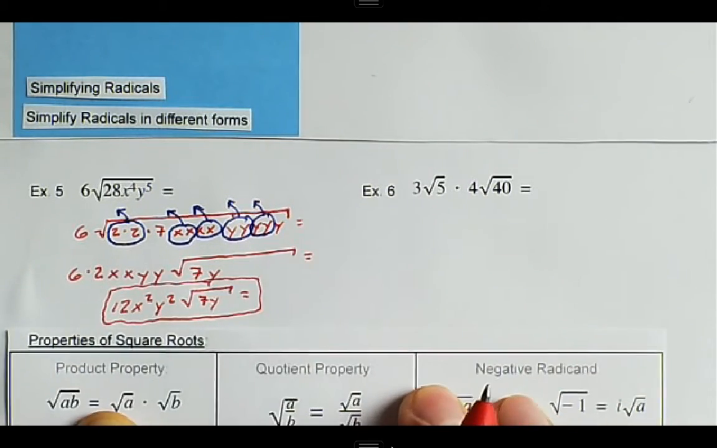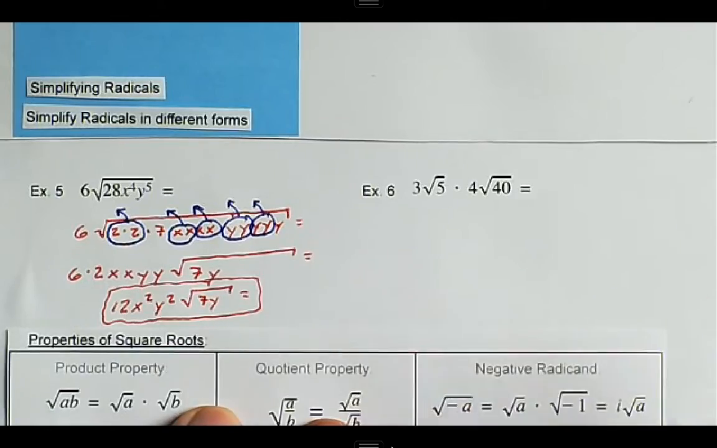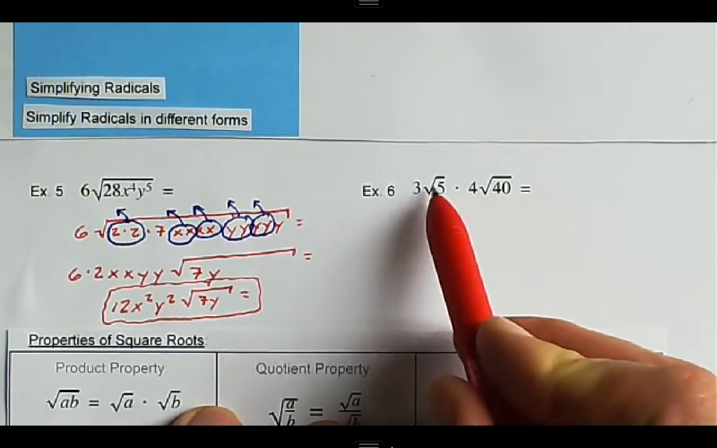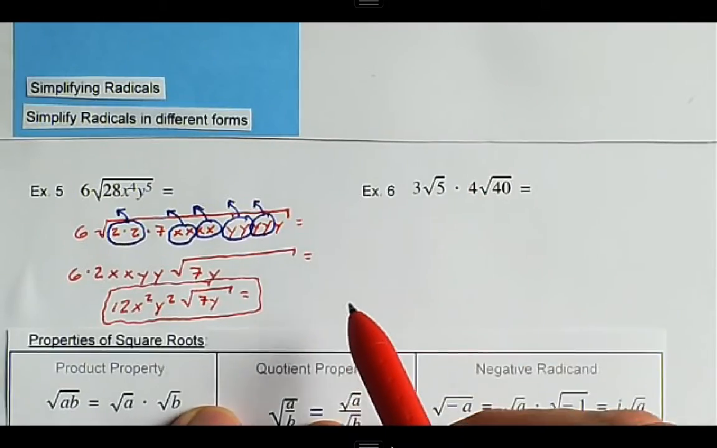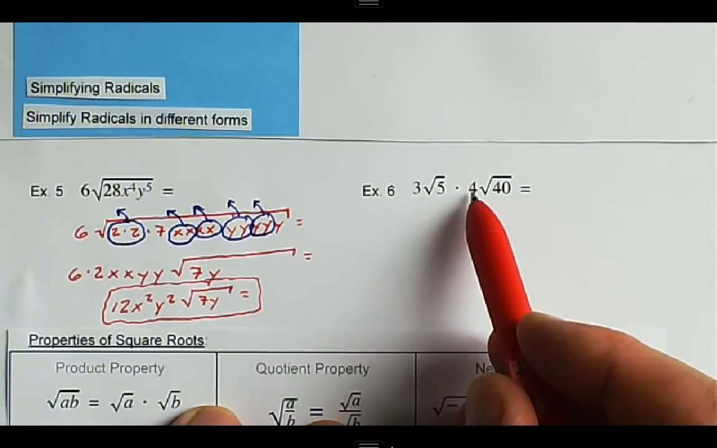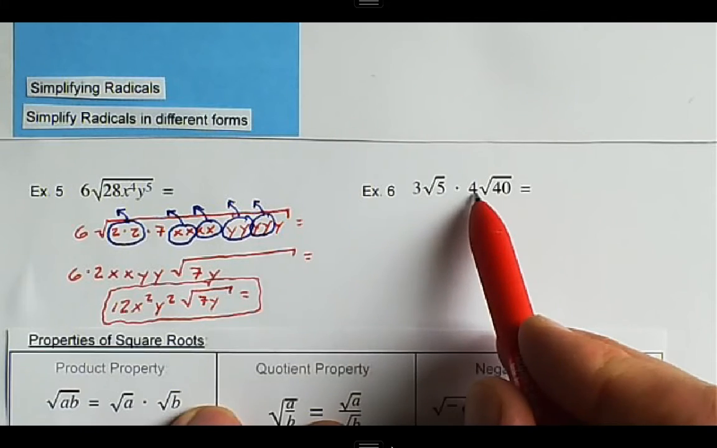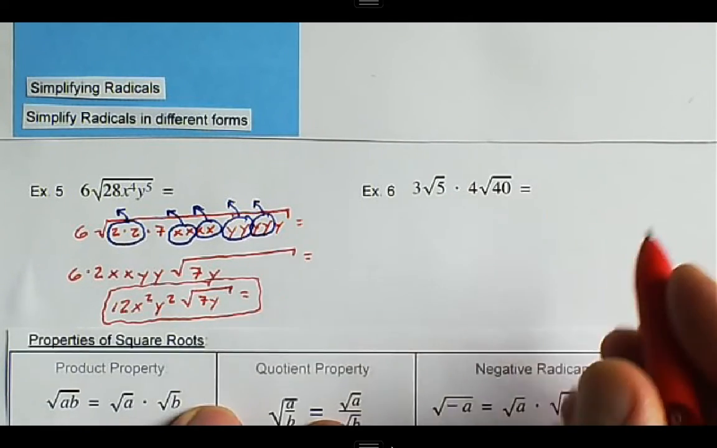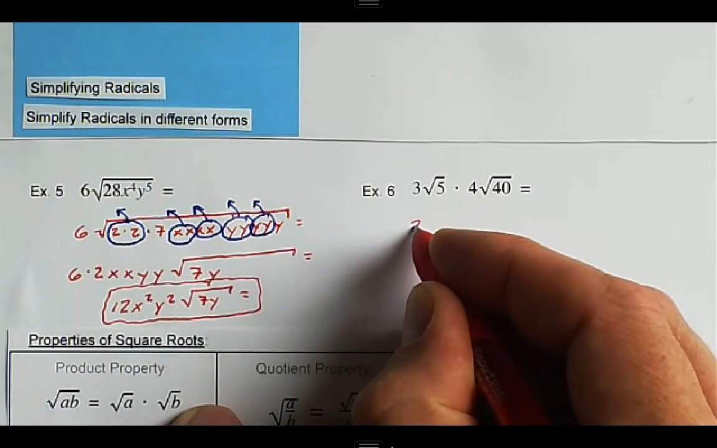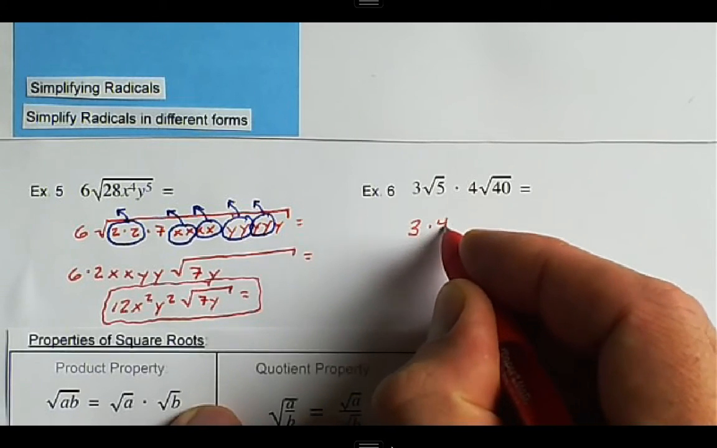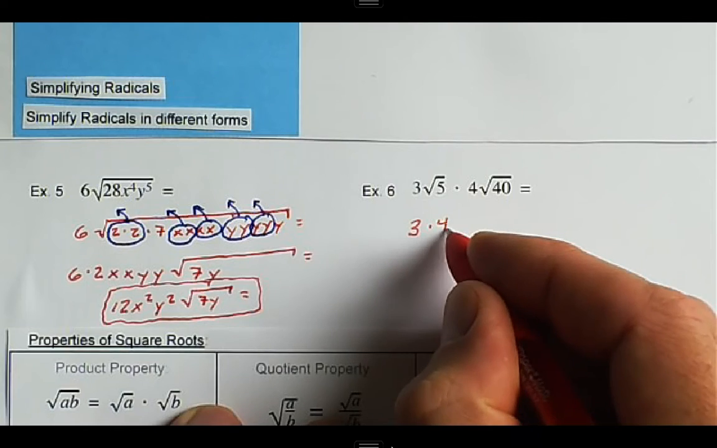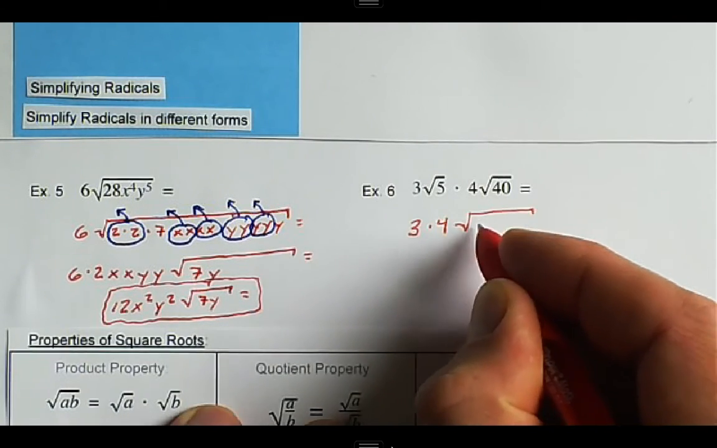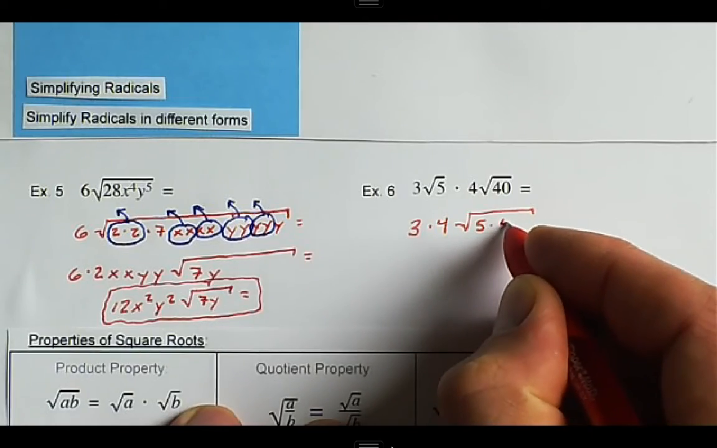And then we have our last example here. When we have radicals like this, we can multiply them together under the radical. So what we can do is multiply the 3 times the 4, and multiply the square root of 5 times the square root of 40. So 3 times 4, and then under the same radical, I want to say times the square root of 5 times 40.